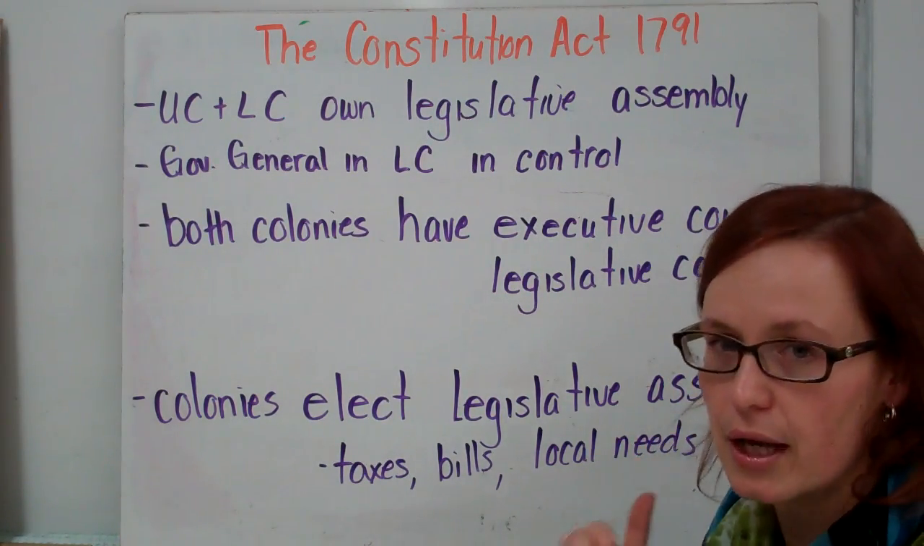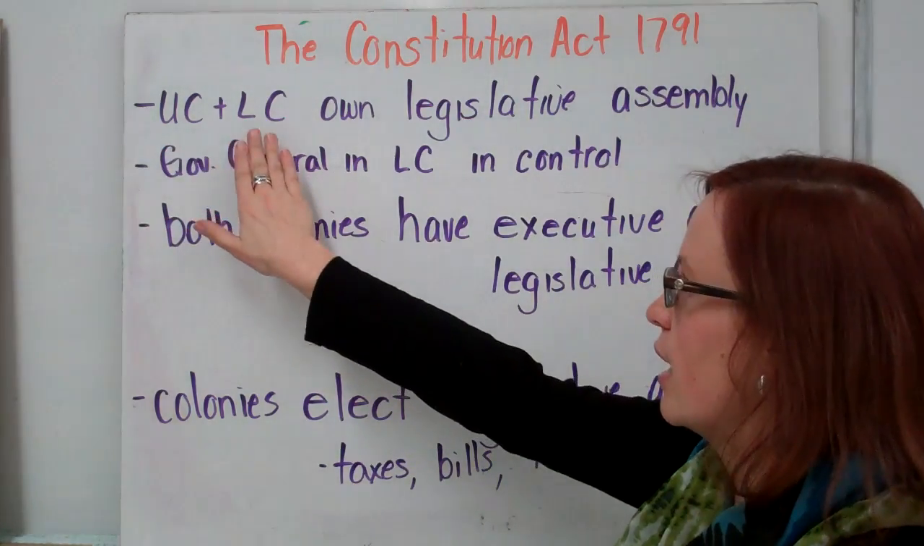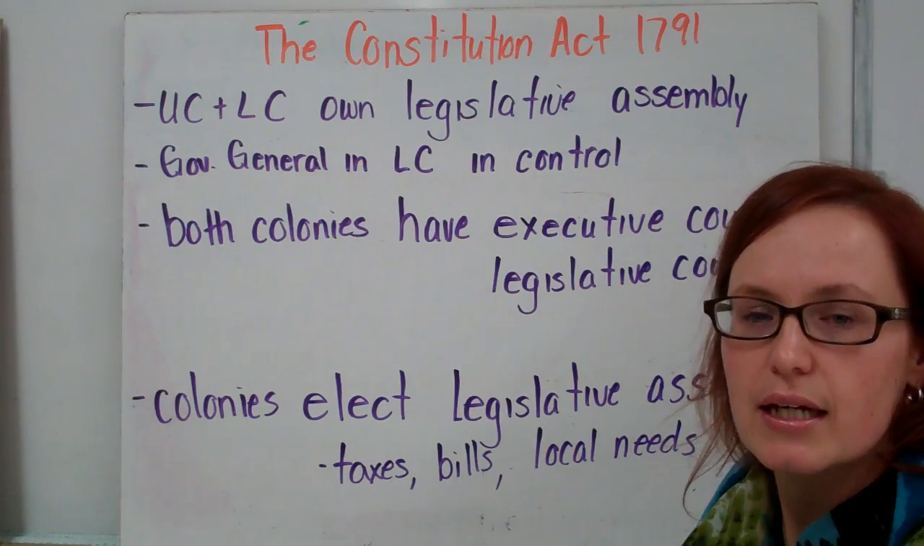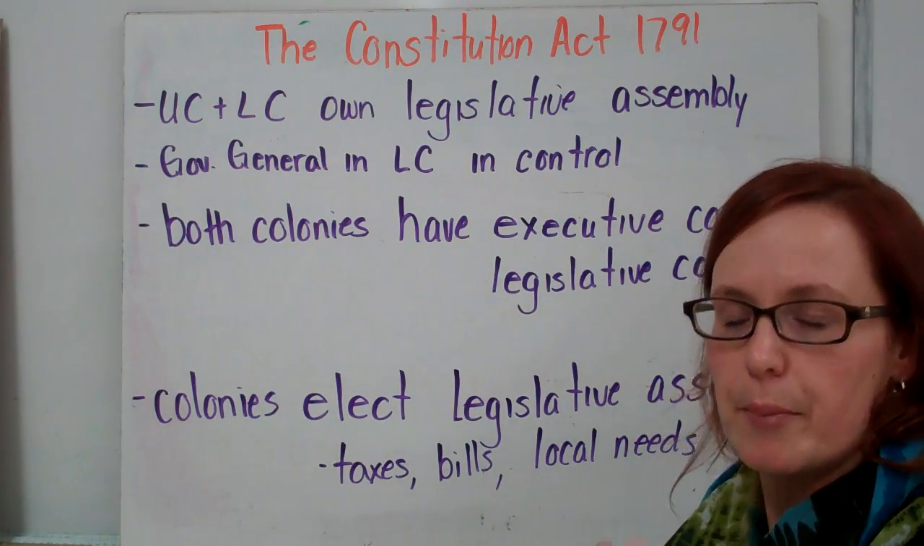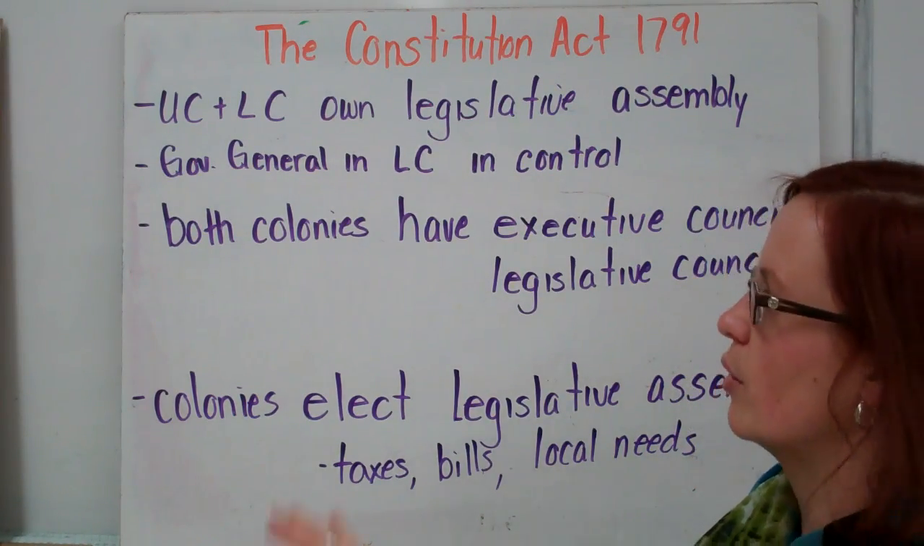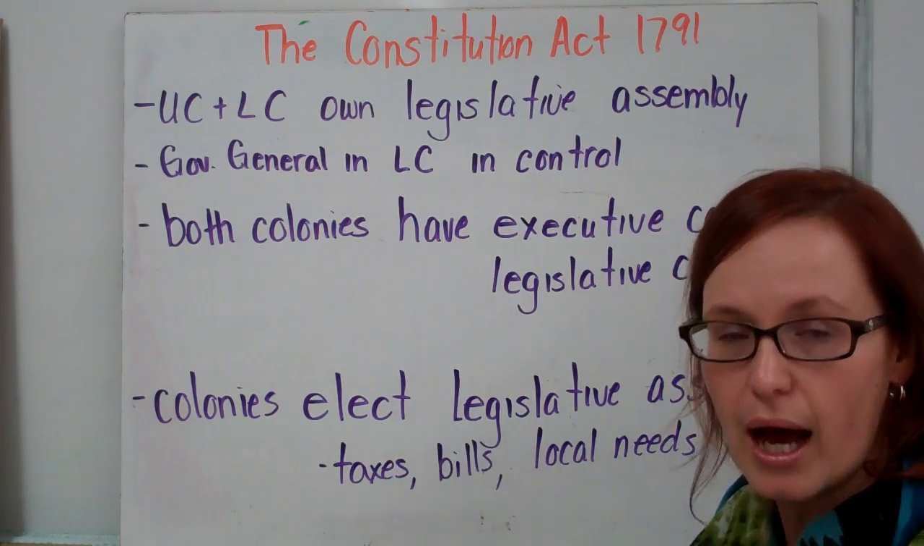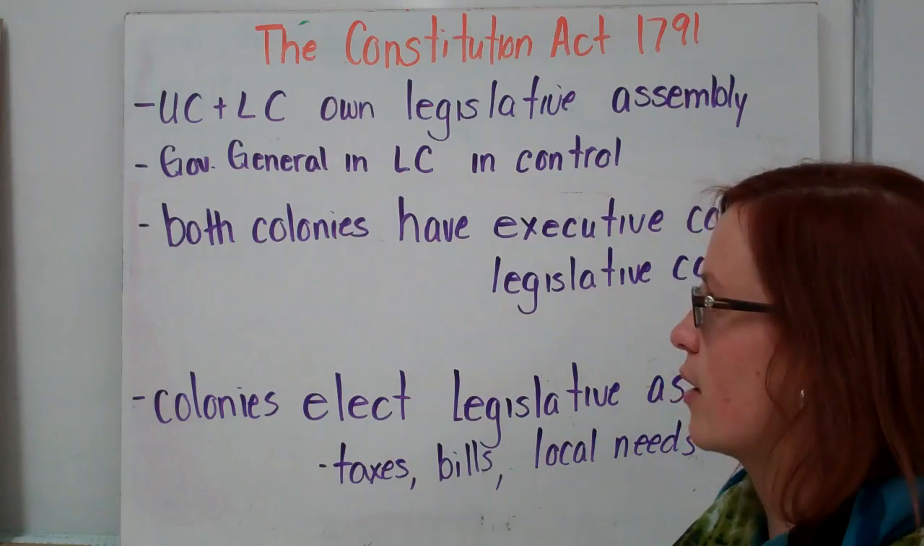So some of the things that are outlined in this act are Upper Canada and Lower Canada will both receive their own legislative assembly. So the governments will be separate. Upper Canada will have its own, Lower Canada will have its own. And both will have a legislative assembly which will be elected by the free men of those two areas.